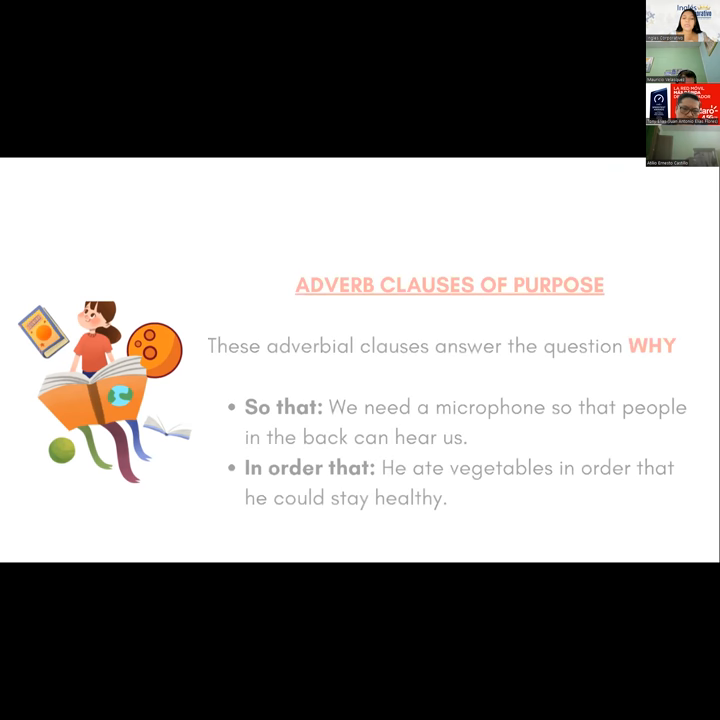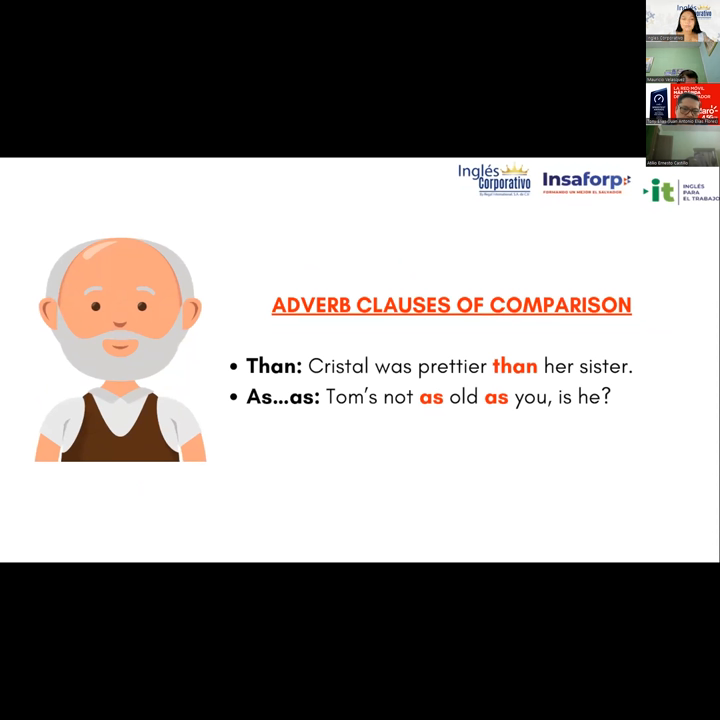Then we also have the last ones, all right? Adverb clauses of comparison. So we have the most common one that you know already, which is than, right? Whenever we have comparative adjectives, we use than. So Crystal was prettier than her sister. And we also have as and as that we use for this type of comparison. Who can tell me when do we use this type of comparison? As and as.